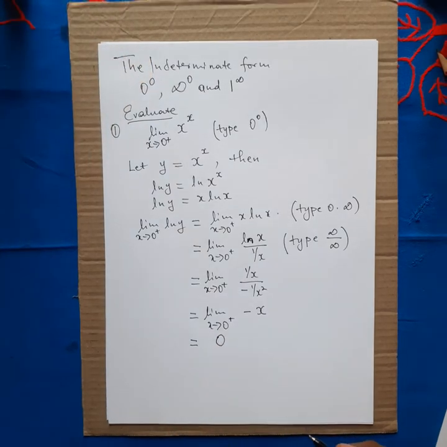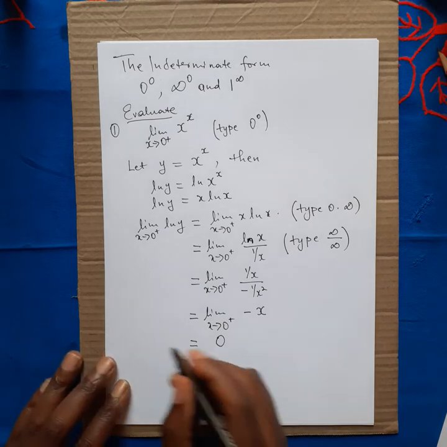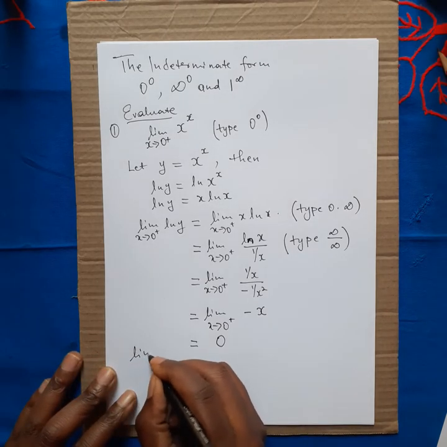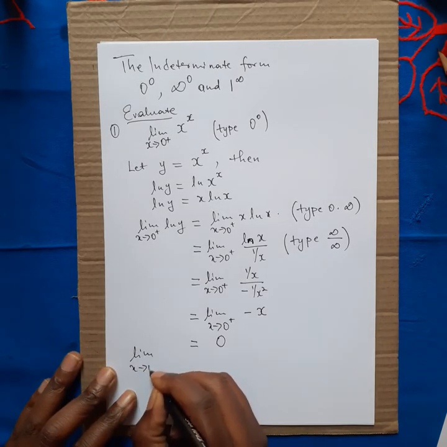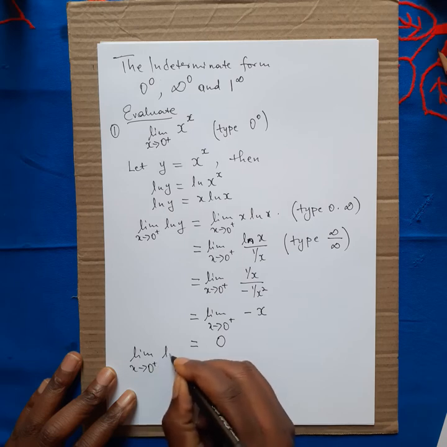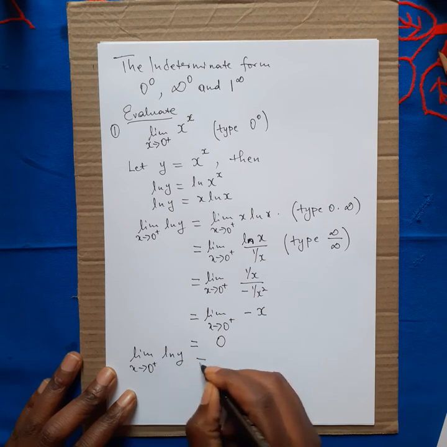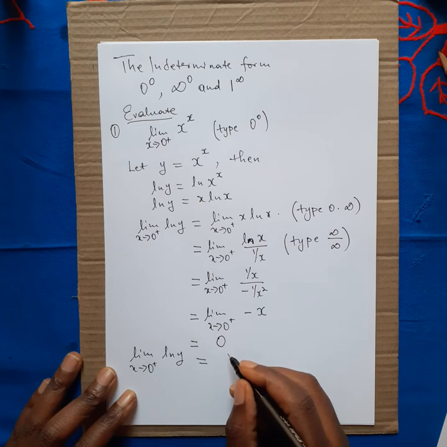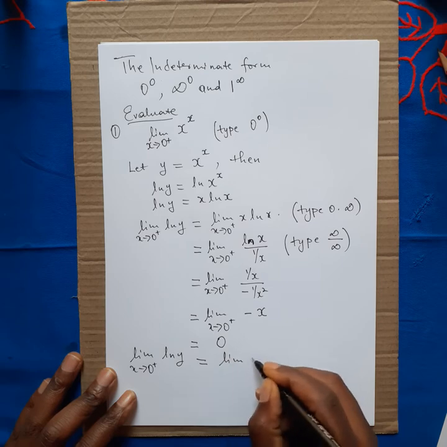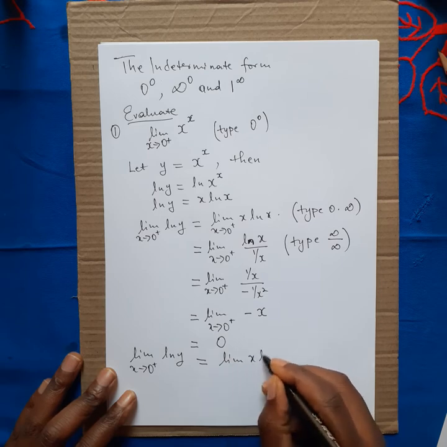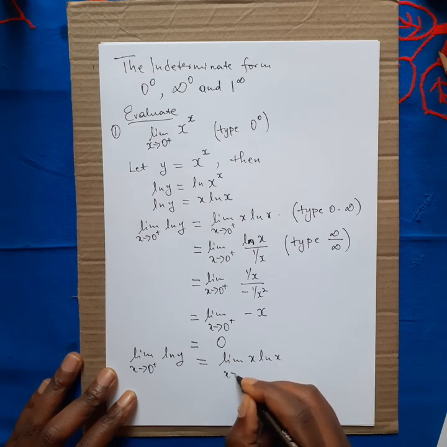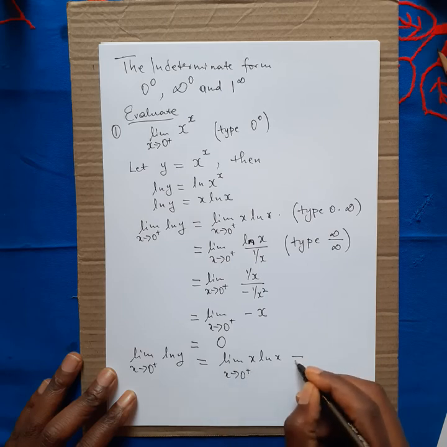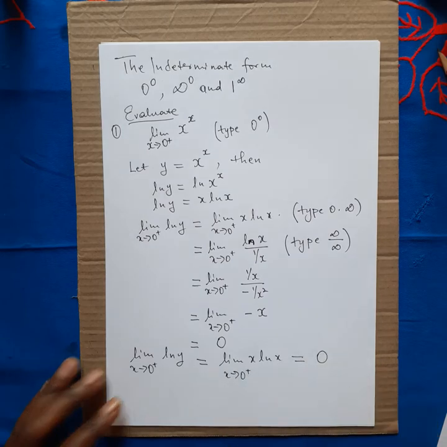So this is telling us that the limit as x is approaching 0 from the right of ln y, which is the same thing as the limit of x ln x as x approaches 0 from the right, is equal to 0. That's what we have seen.